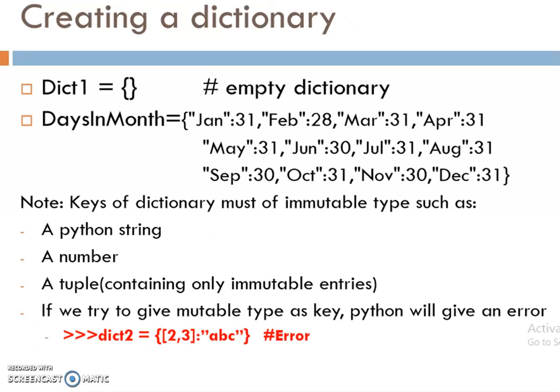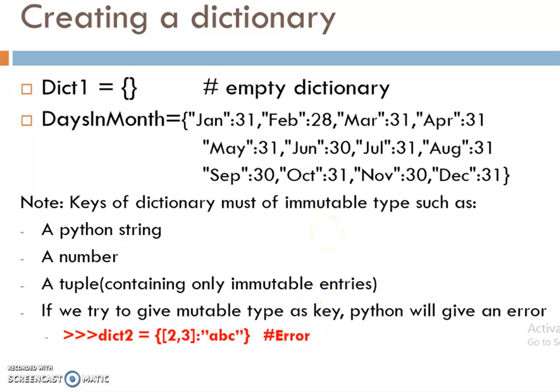Next one, how to create an empty dictionary. See the syntax: dict1 is equal to empty curly braces. Then days in month: here we are giving Jan 31, Feb 28, March 31, like that all the 12 months in between these curly braces. Here Jan, Feb, March, April, May are all keys, and the values are 31, 28, 31, 31, 31, 30.